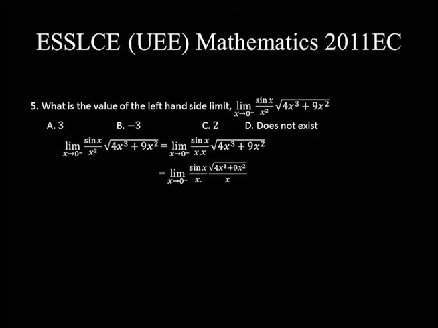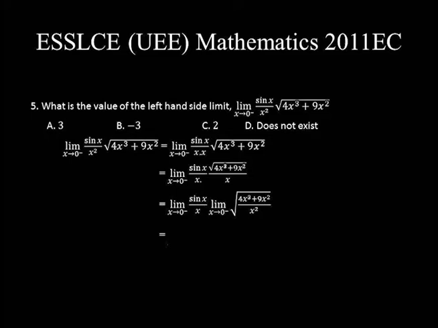The product rule specifies that this limit can be expressed as the limit of sin x over x as x approaches 0 from the left, times the limit of the square root of 4x cubed plus 9x squared divided by x, which means the square root of x squared, as x approaches 0 from the left. Sin 0 is 0, divided by 0, which is undefined. In such a case, it is recommended to take the limit of the derivative of both the numerator and the denominator.